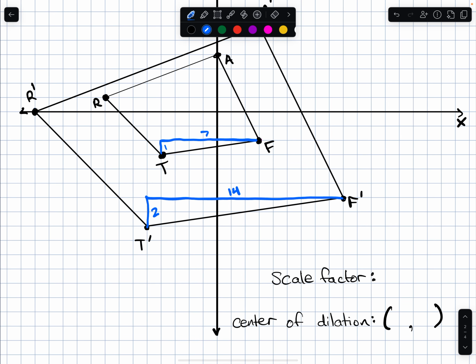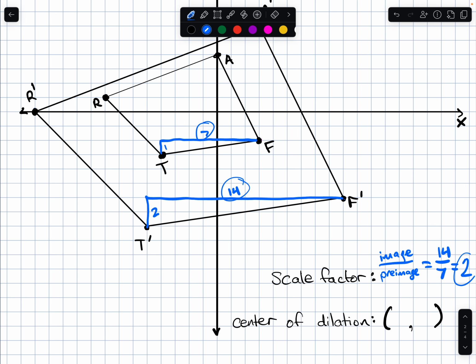Remember, to find the scale factor, we're going to pick any image length we want and divide it by the corresponding or the matching pre-image length. I'm going to pick these for the sake of example. So 14 would be an image length, and 7 would be the matching or the corresponding pre-image length, and 14/7 reduces to 2 over 1, which is just 2. Our scale factor is 2.